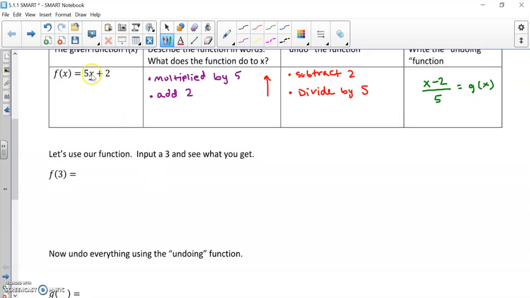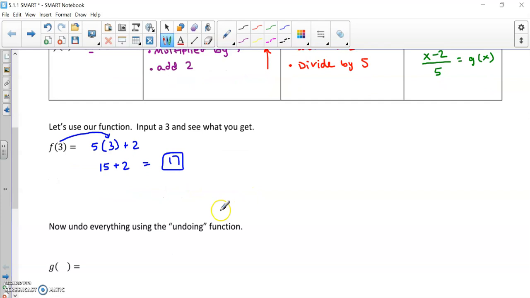Using this function, we're going to find f of 3, meaning we're going to plug in 3 for x and see what we get. So we'll do 5 times 3, that 3 came from here, plus 2. When we calculate this, we get 15 from 5 times 3, plus 2, and we get an answer of 17.